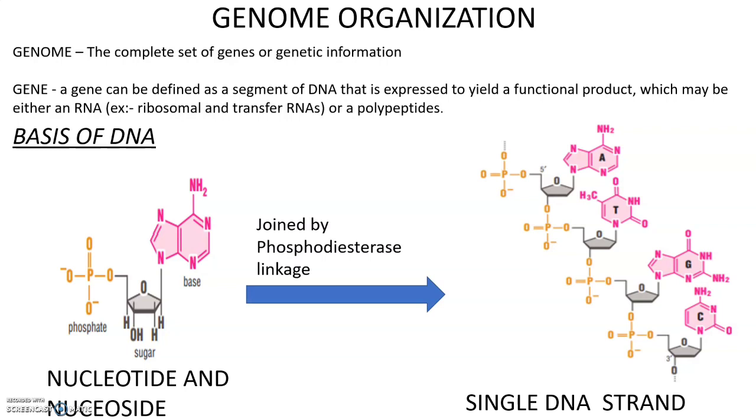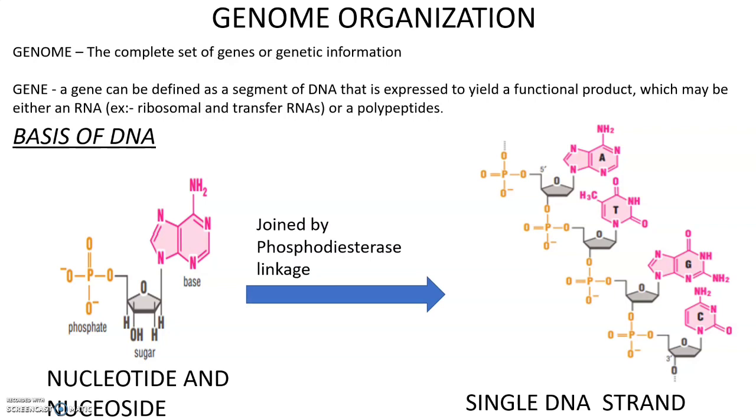The sugar and phosphodiester linkages comprise a monotonously repeating sugar-phosphate backbone, and the base varies from one nucleotide to another. As you can see, A represents adenine, T represents thymine, G represents guanine, and C represents cytosine. And this nucleobase varies from one nucleotide to another nucleotide.